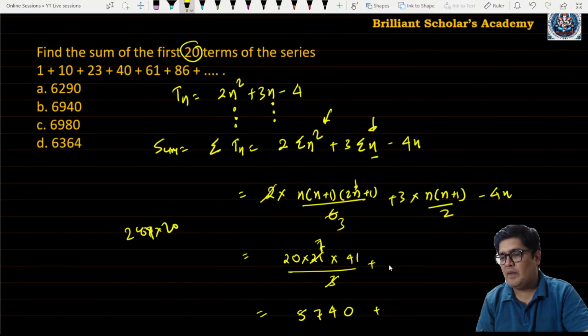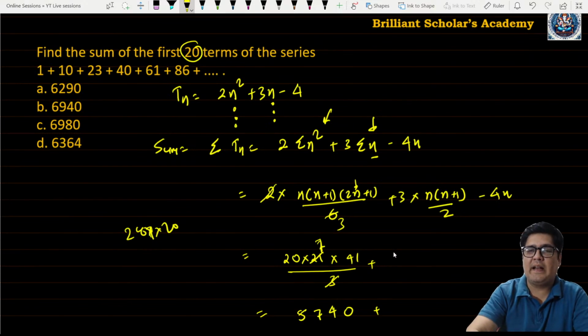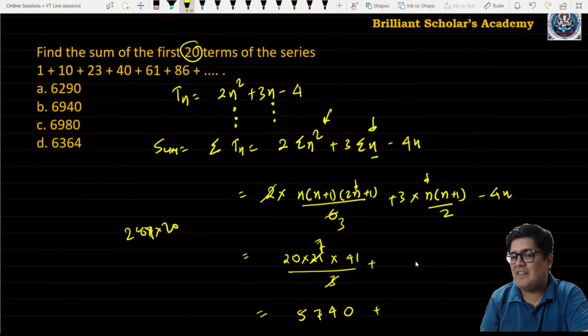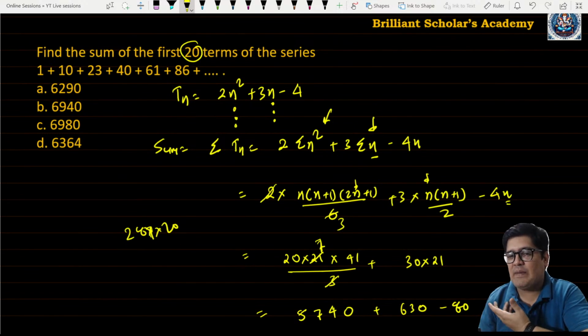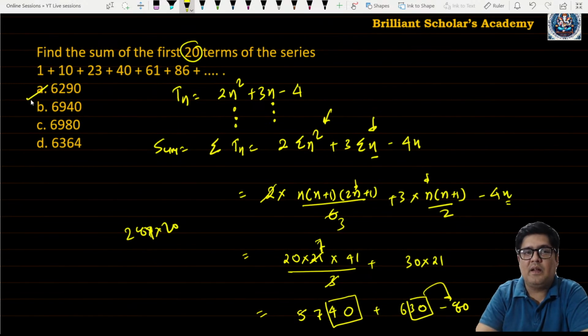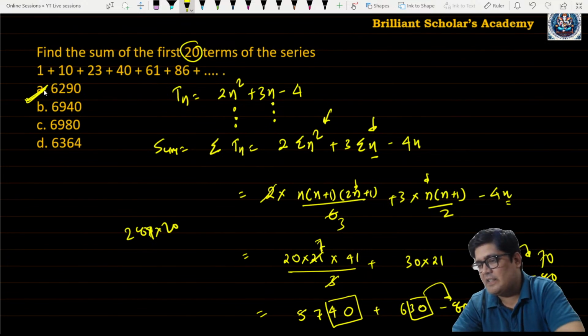I'll just scroll this up. You can perform the calculation on your own now. Very simple calculation. I'll put 20 here. This will be 20 into 21 by 2. That will cancel as 10. So 30 into 21. That is 630. And if I put 20 here, that is minus 80. So here I feel I can get the answer by verifying the units position. The unit position here is 40 plus 30, 70, 70 minus 80. So I'll have to borrow. So my answer must end with a 90.